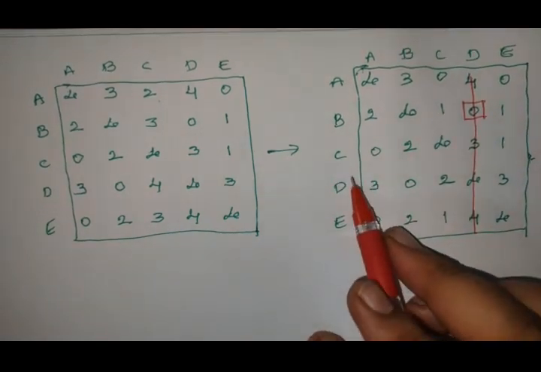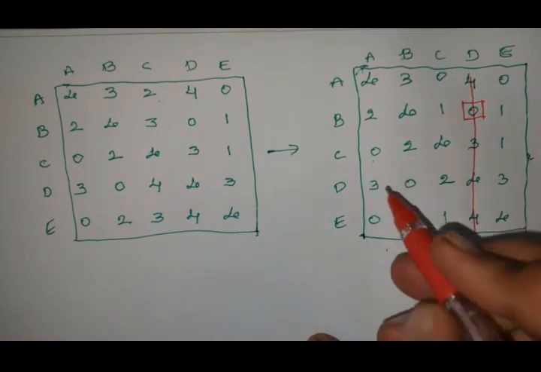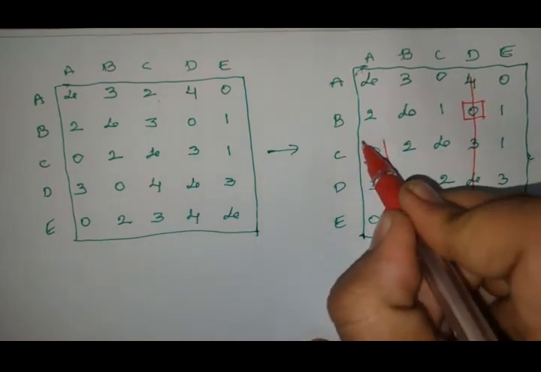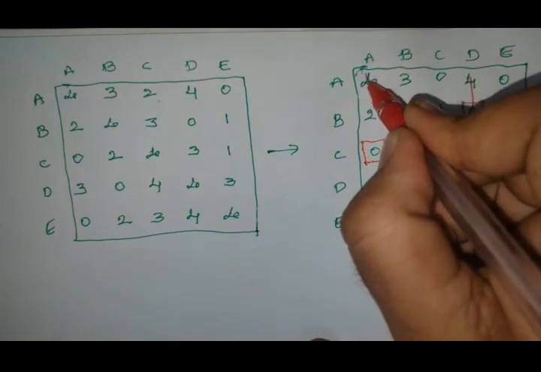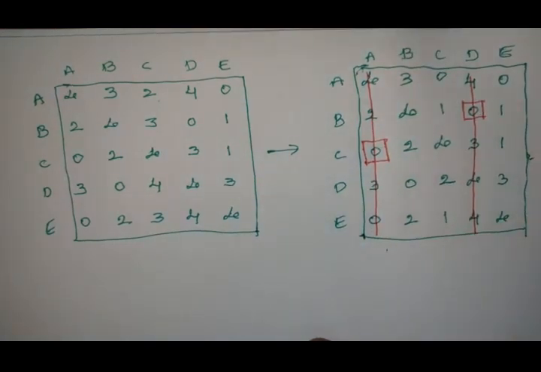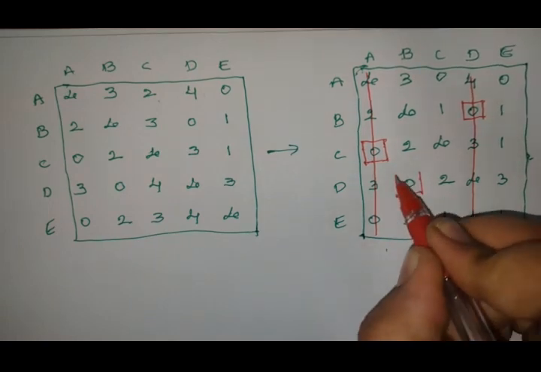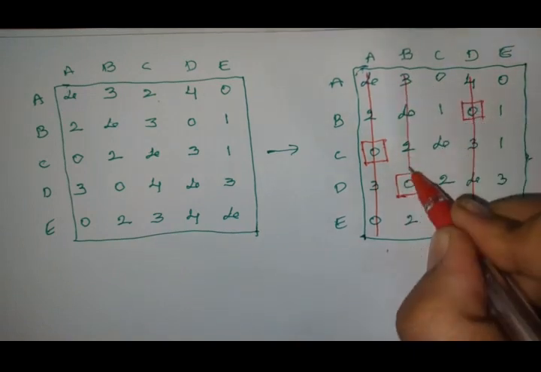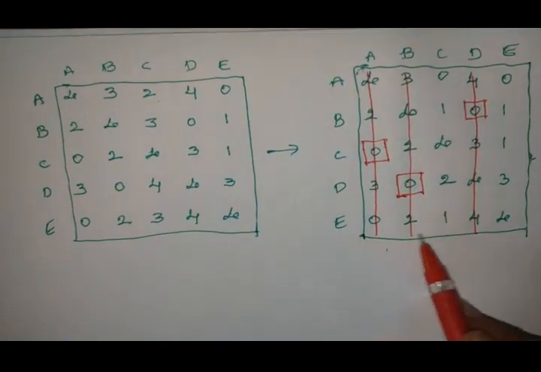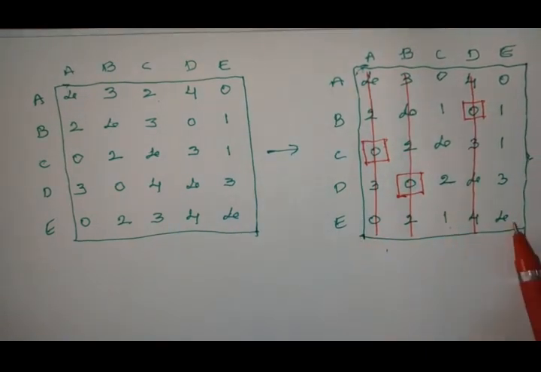Next, third row, how many zeros are there? Single zero. So box that 0 and strike off that column. And next, fourth row, how many zeros are there? Single zero. So box that 0 and strike off that column. Next, fifth row, how many zeros are there? No zeros. Next, let's go for column scanning.